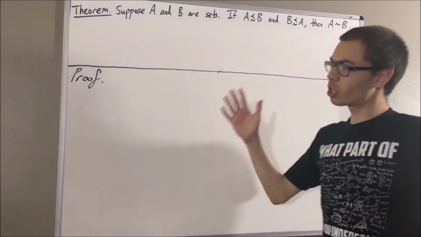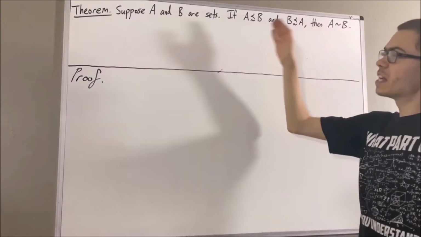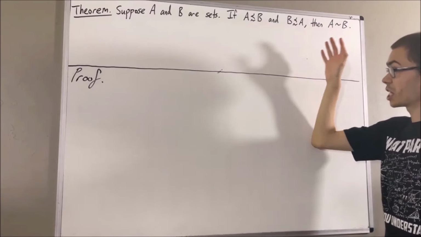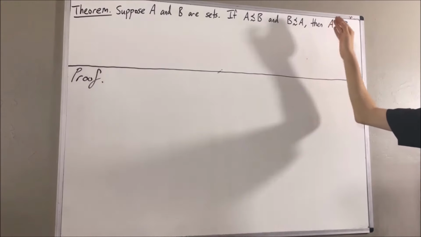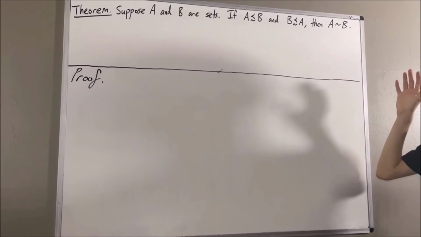In this video, we are going to prove the following theorem. Suppose A and B are sets. If there exists an injective function from A to B, and there exists an injective function from B to A, then there exists a bijective function from A to B.